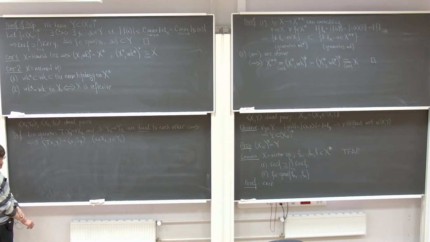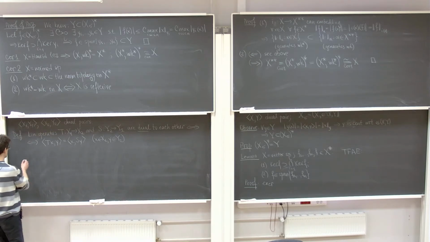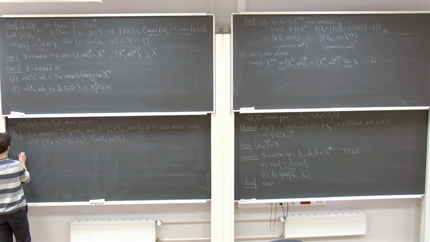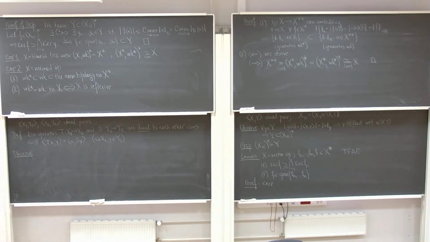Okay, so this is the formal definition. Formally, linear operators T and S form a pair. But actually, let's now observe that T uniquely determines S, and S uniquely determines T. Namely, this follows again from our embeddings of Y1 into the dual of X1 and Y2 into the dual of X2.